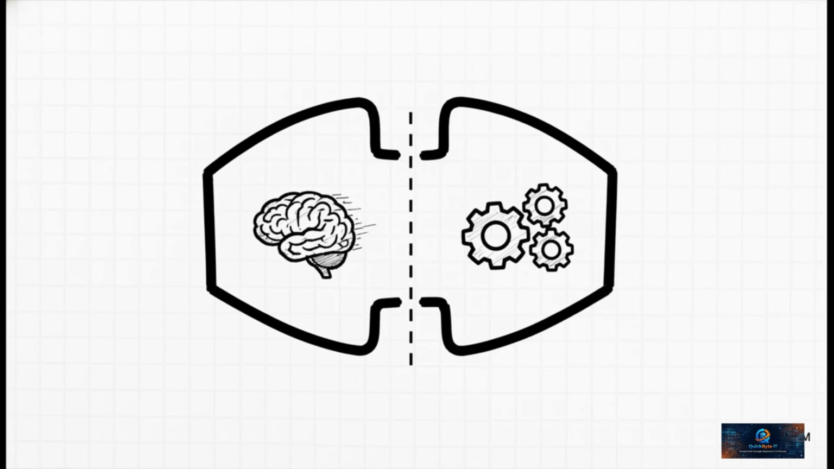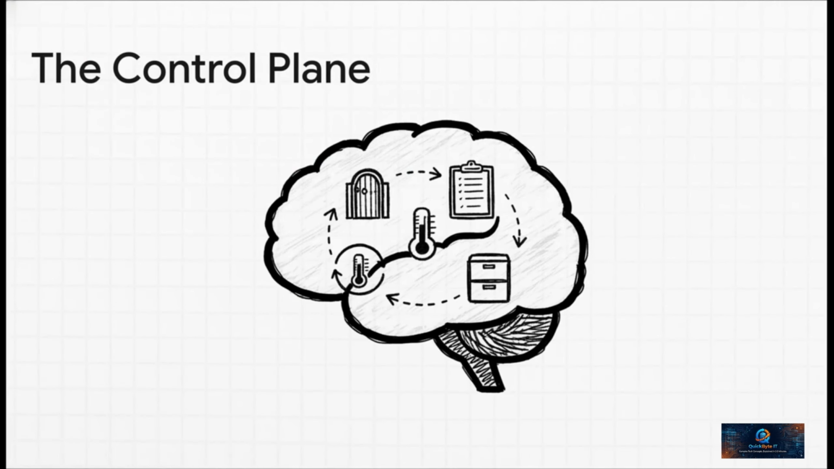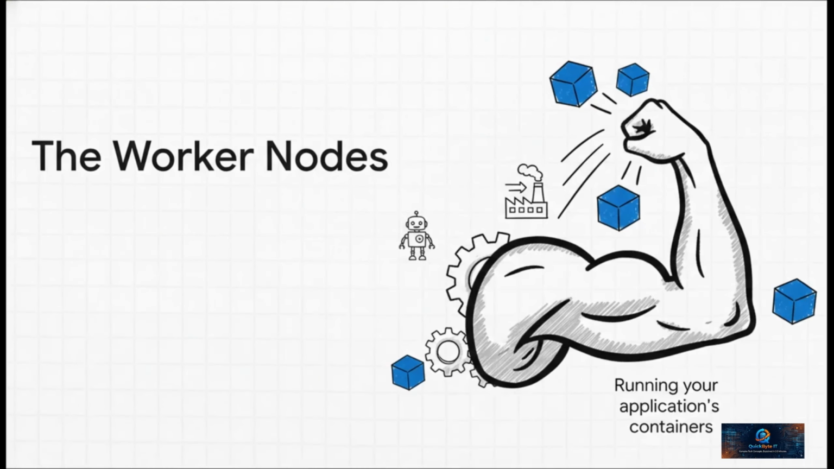Its architecture has 2 main sections. So here's the whole setup. You've got the control plane, that's the brain, and it manages the worker nodes. The control plane is the brain. It's making all the decisions about what happens in the cluster. Then you have the worker nodes. They're the muscle doing the actual work of running your app's containers.